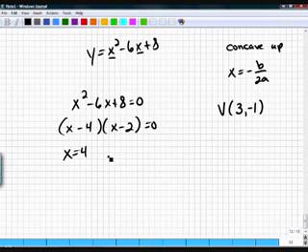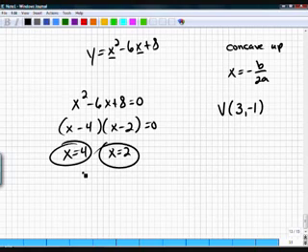X equals 4 and x equals 2. Let's check something I told you a while ago. I told you the x value of the vertex is always between those two intercepts, is it? It's the average. 4 and 2, if you average those, you get 3. Could we have found these first, and then without even using the formula, found the x value of the vertex very easy? Yeah. Either way you would like to do it.